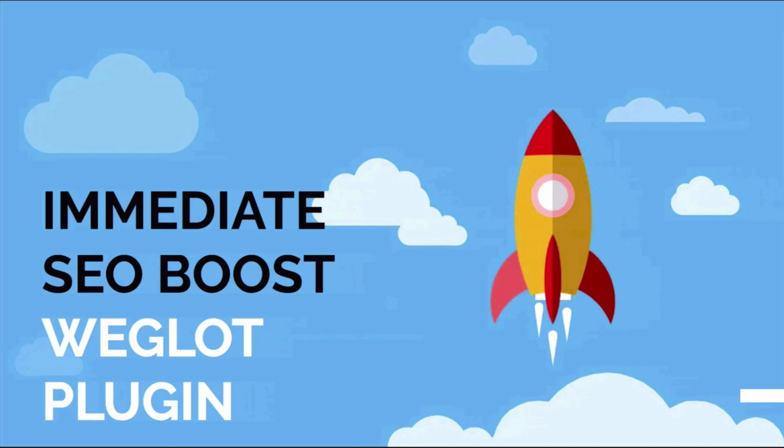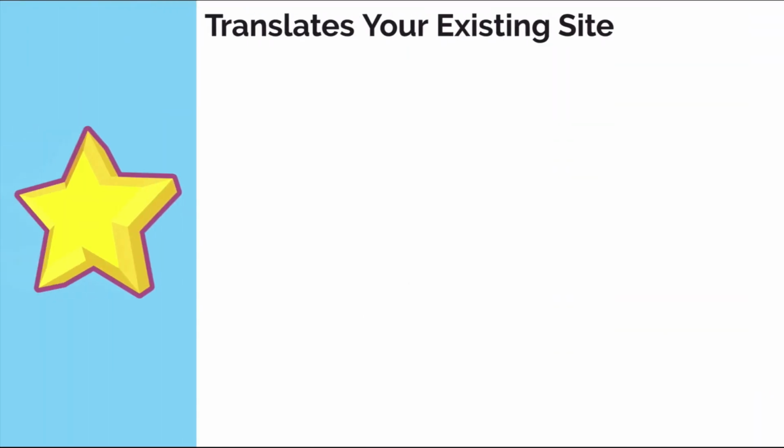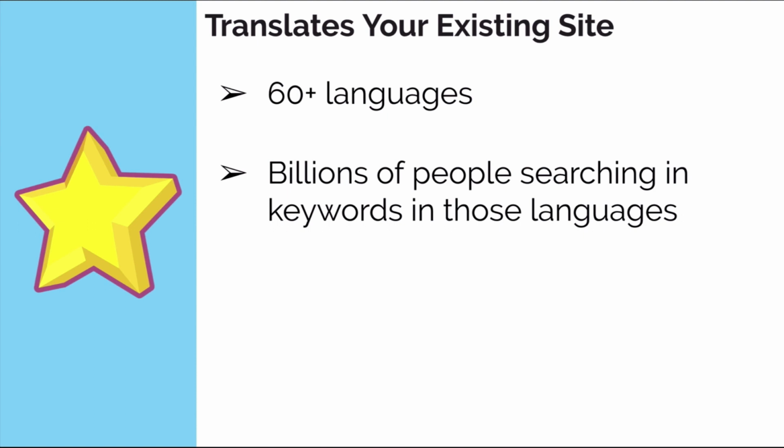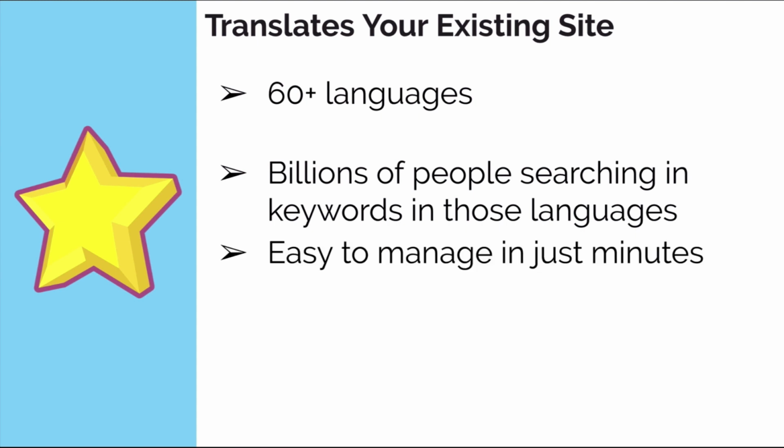In this video, I want to introduce you to an effective way to immediately get a lot more SEO traffic by using a special plugin that translates your website, whatever it is, WordPress, Wix, whatever, into over 60 languages potentially. And that is billions of people who, if your site is currently only English or currently any language, if you translate into 60 additional languages, it's billions of other people that are searching in those languages. And I'll be showing you how to set it up in just minutes.